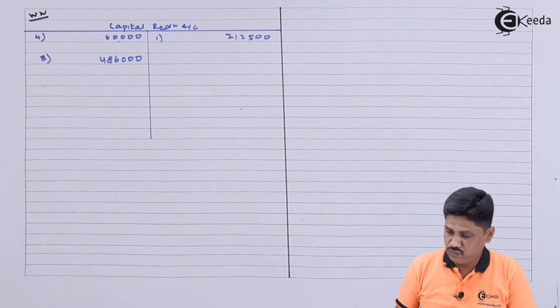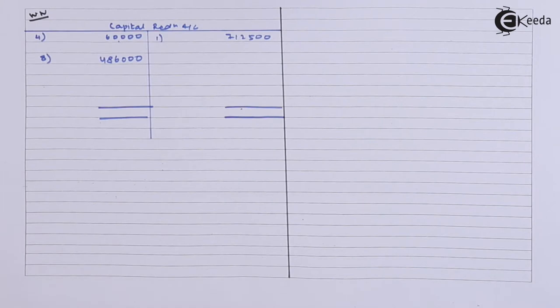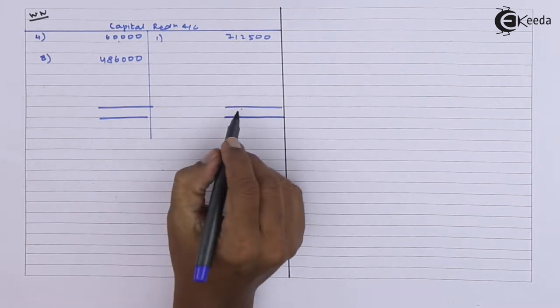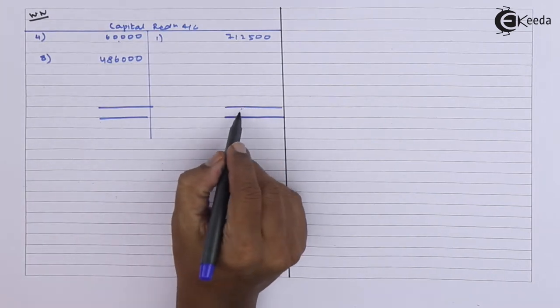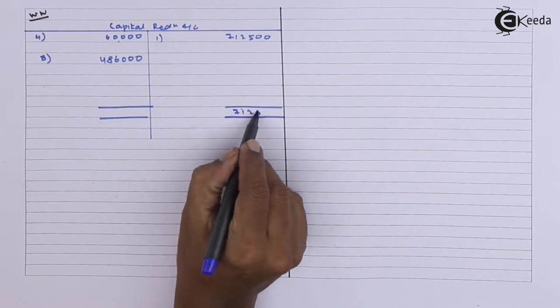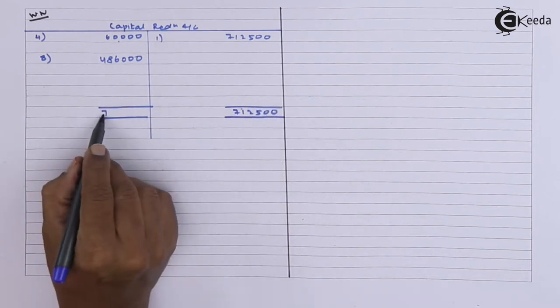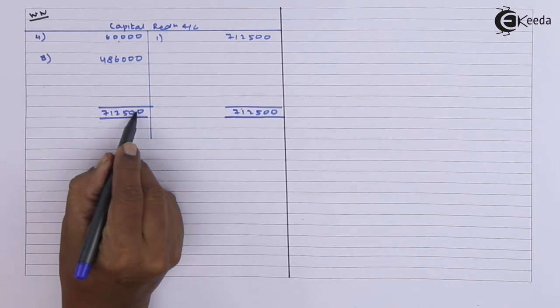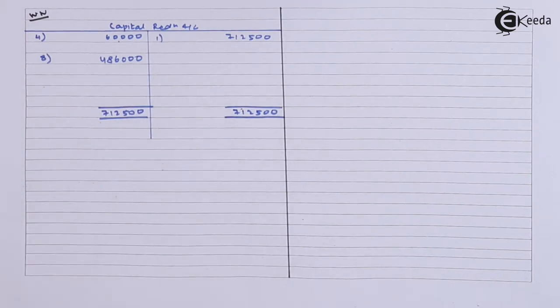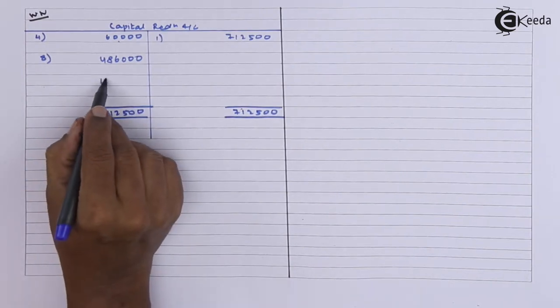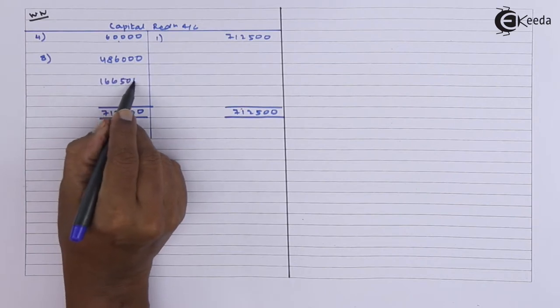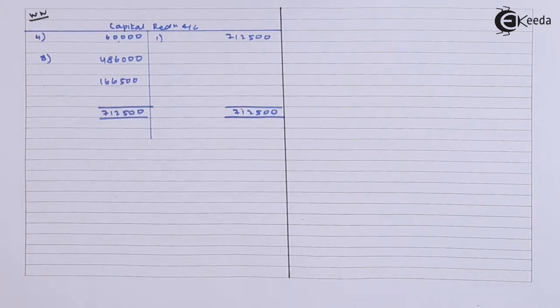Now I need to close the account. I need to find out what is the difference. Friends, I will close my capital reduction account. On credit side, total is ₹712,500. And the difference amount is ₹166,500. This amount we can use to write down trademark and goodwill.